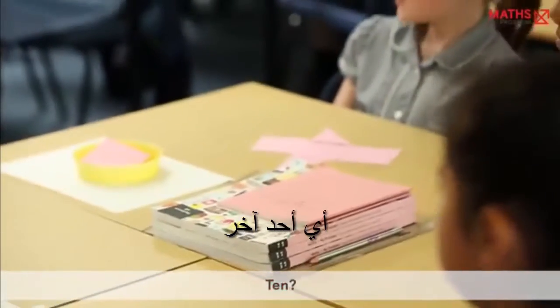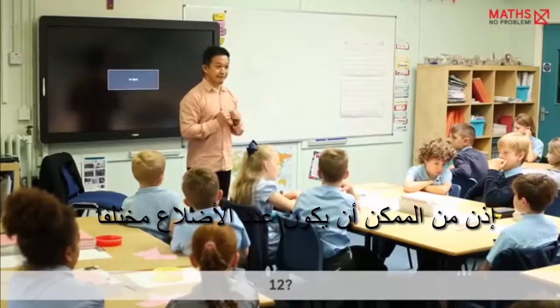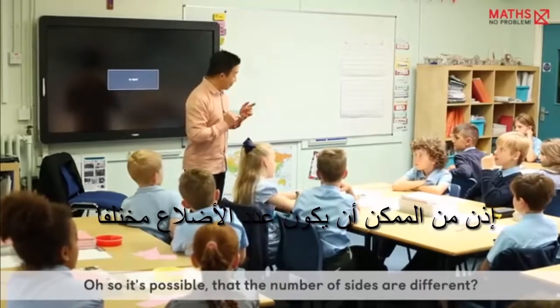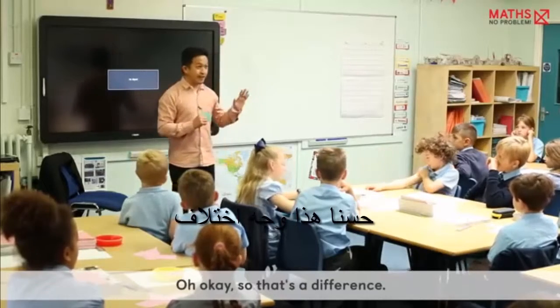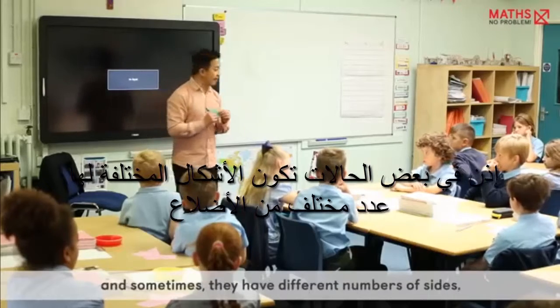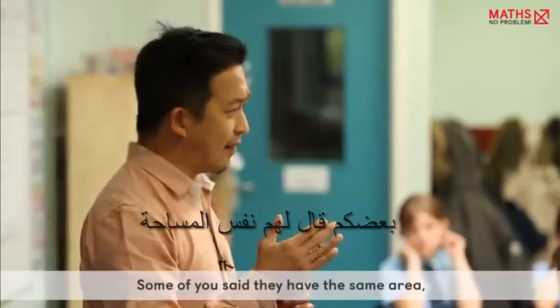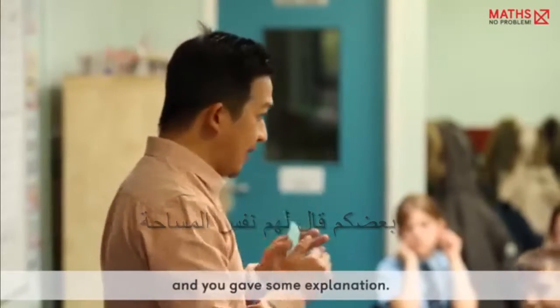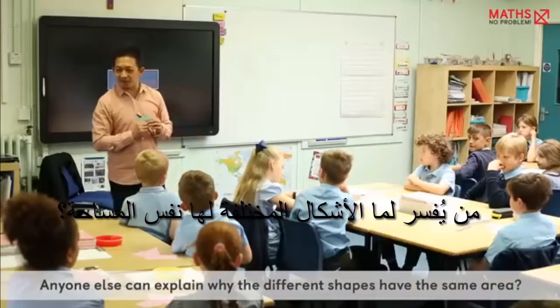10. 10? Anyone else have a different number? 12. 12. Oh, so it's possible that the number of sides are different? Oh, okay. So that's a difference. So how are they different? They are different shapes, and sometimes they have different number of sides. How are they alike? Some of you say they have the same area, and you give some explanation. Anyone else can explain why the different shapes have the same area?